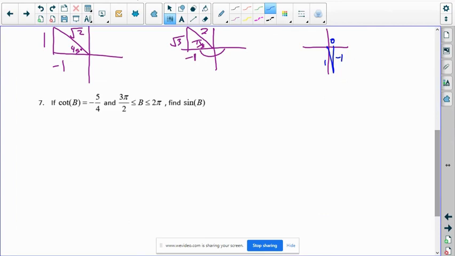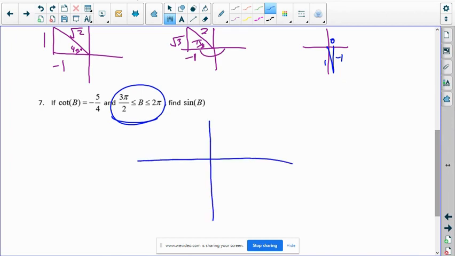In number 7, I can see it's telling us something about B already. It's telling us that B is between 3 pi halves and 2 pi, which tells us it's somewhere in the fourth quadrant. It's in the fourth quadrant with a cotangent being negative 5 over 4. All right, cotangent is adjacent over opposite. So the adjacent right here, I'm not going to put negative 5 here. I'm going to put negative 4 here, because the opposite in quadrant 4 is the part that is negative.